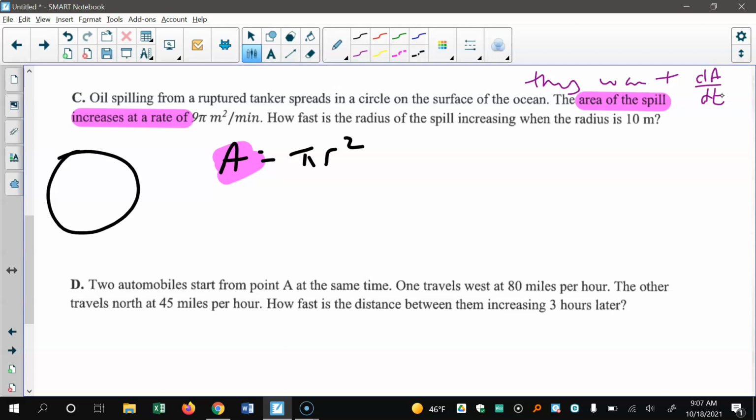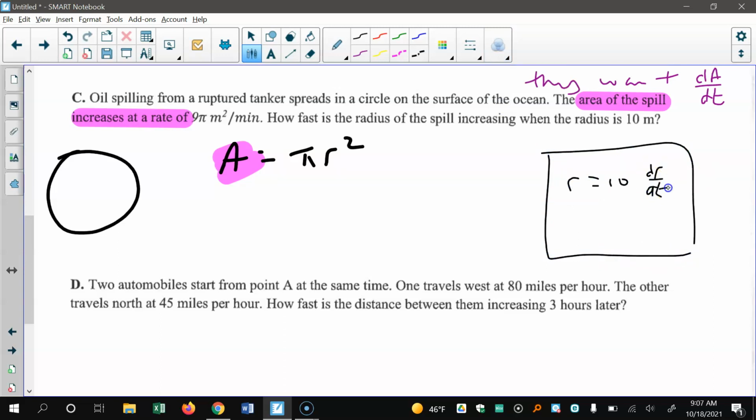Okay, they want dA/dt. That's what we're going for here. I'm going to set everything up just so you can see how it is. It said R is 10, but I need to know dR/dt. And I didn't need to know it in the last problem, but dA/dt, it says, is 9 pi. Oh, but I want to know how fast the radius is changing. So how fast is the radius means that I am looking for dR/dt. That's what I'm trying to solve.